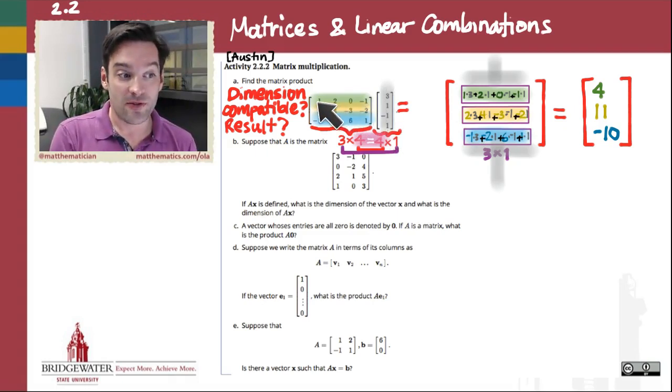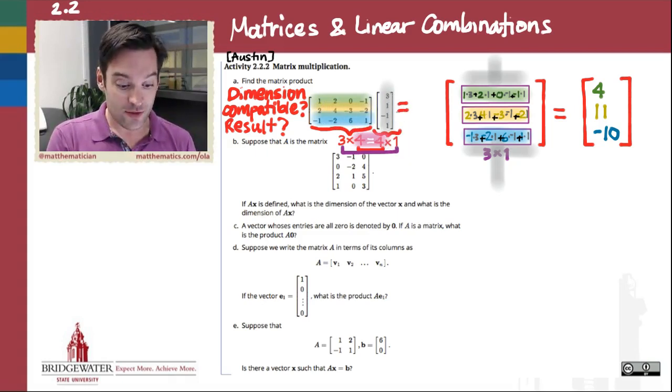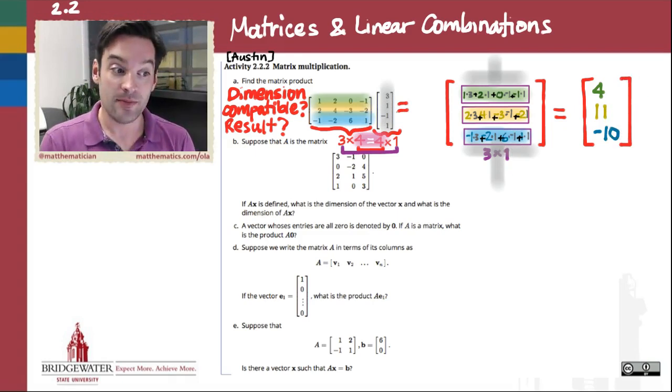So you're tracing your finger across each row and down each column to form each of these dot products. And what I get is the answer 11, -10. So that's the basics on how to multiply matrices. Let's take that a little bit further and look at part B.